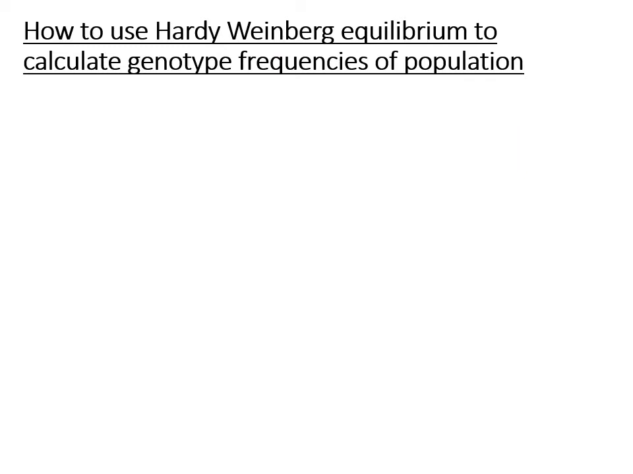So the first thing that we're going to do is use the Hardy-Weinberg equilibrium equations to calculate genotype frequencies in a population. The example I could give you is I'll tell you that a population is in equilibrium. And we usually write it as if the population is in equilibrium.